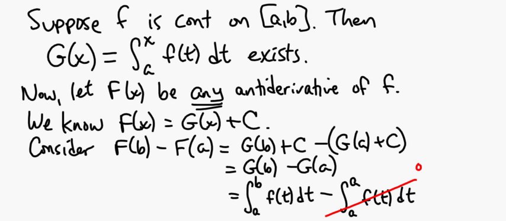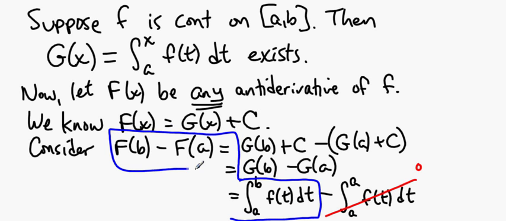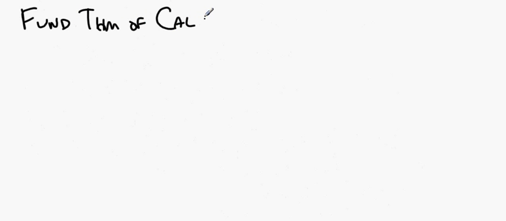And so look what we've got. We've got that the integral from a to b of f of t dt is the same as the antiderivative evaluated at b minus the antiderivative evaluated at a. And that is what gets encapsulated in the Fundamental Theorem of Calculus, Part 2.